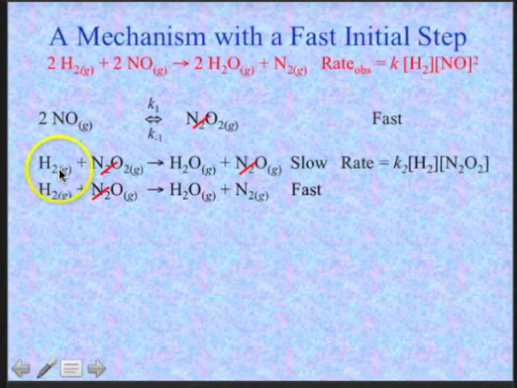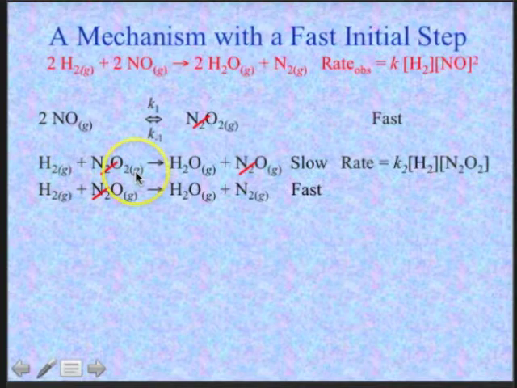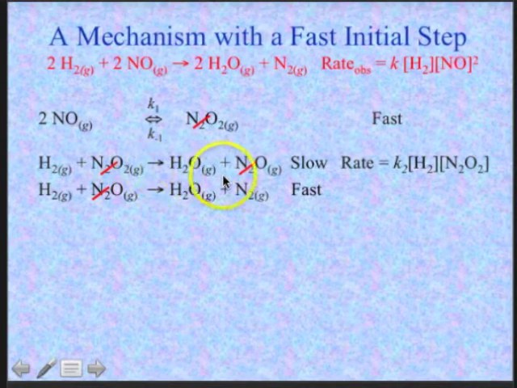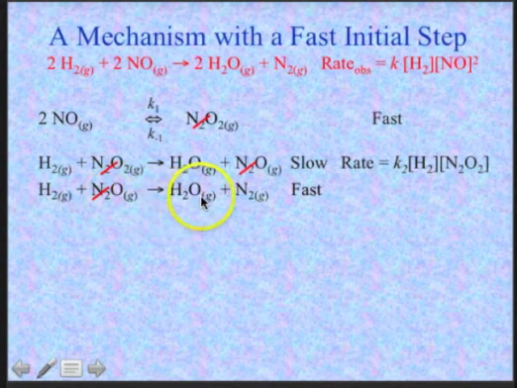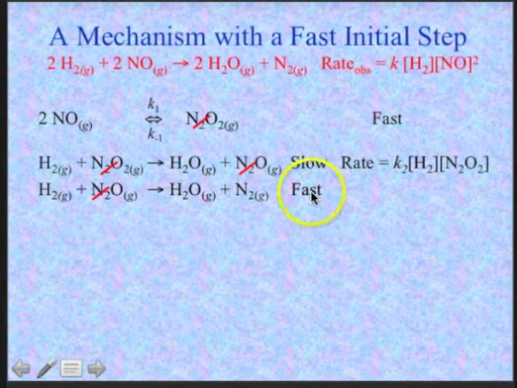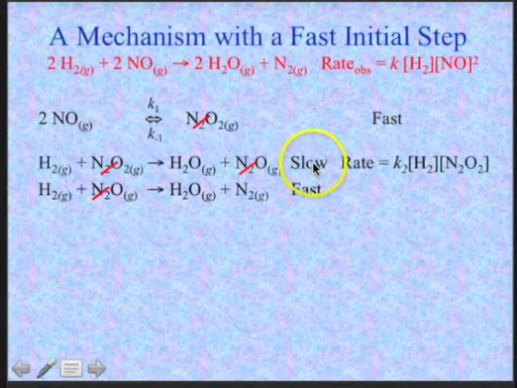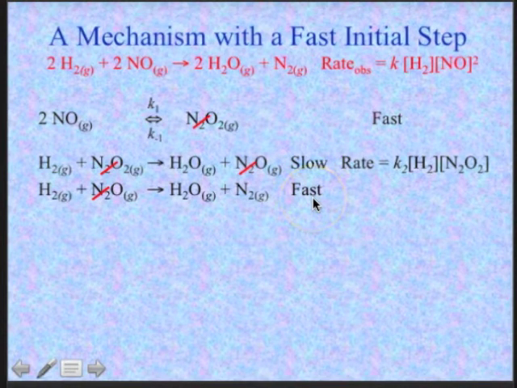The second step would be a slow step where hydrogen and N2O2 reacts with water to form N2O. And for that, we can write a rate law. Finally, we have hydrogen and N2O forming H2O and N2, and that's a fast step. Since that fast step follows the slow step, we don't need to do much with it.